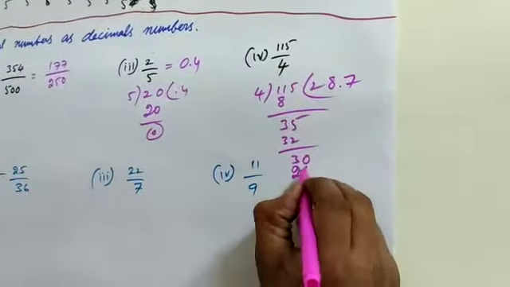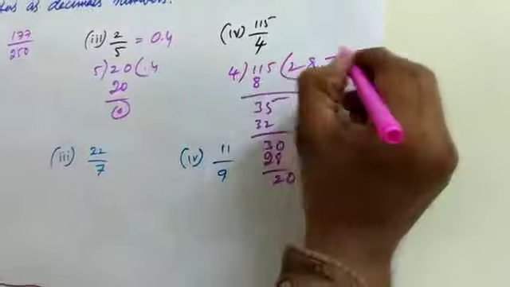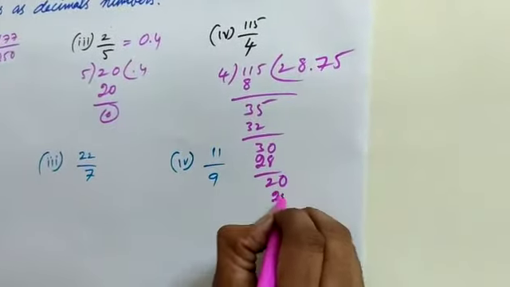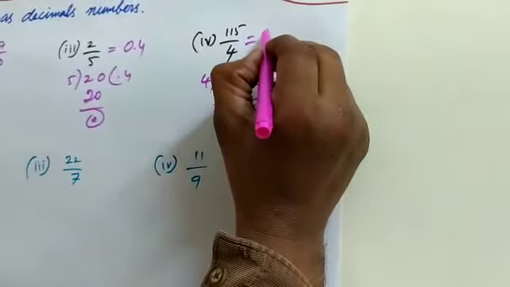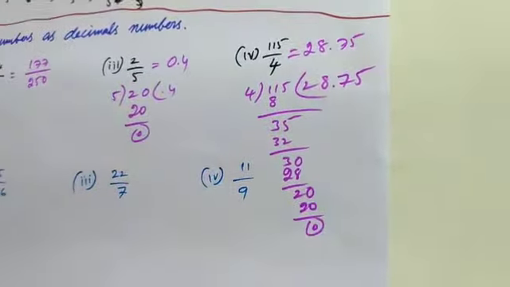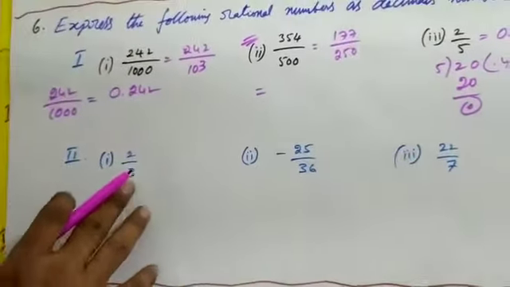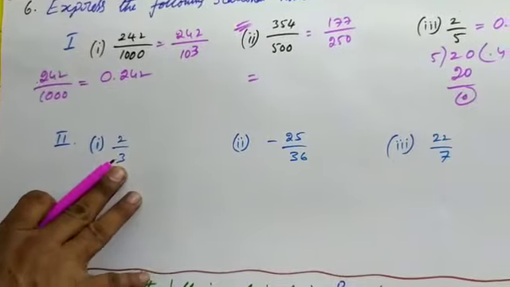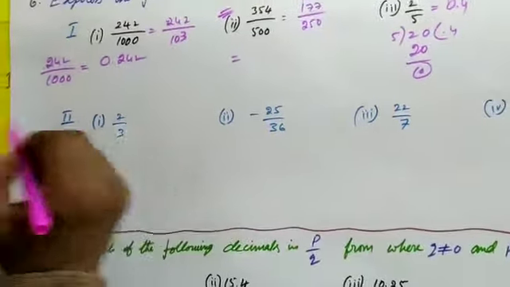4 sevens are 28, 2, 0, 4 5s are 20, 4 5s are 20, remainder 0. Therefore, what is the decimal number? 28.75, 28.75. Next, this is also 2 by 3. 2 by 3, directly you say this is non-terminating. Non-terminating. Why? Because the denominator portion is 3.